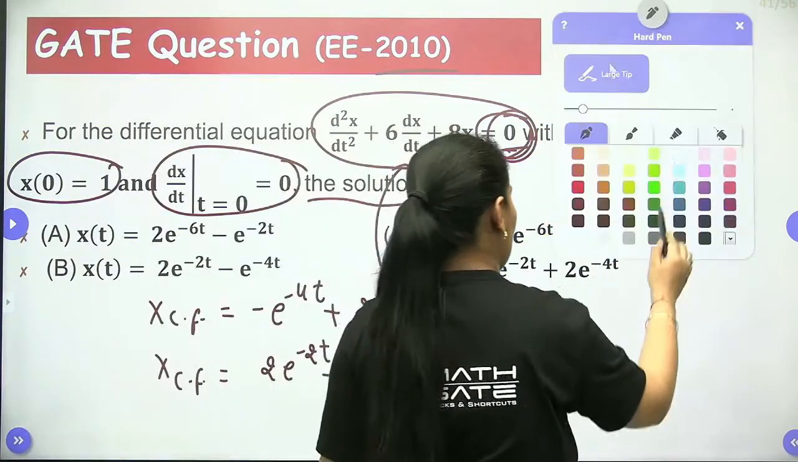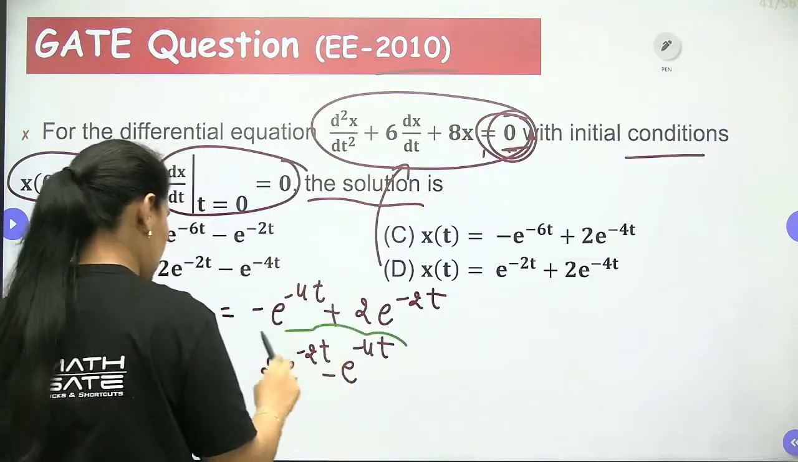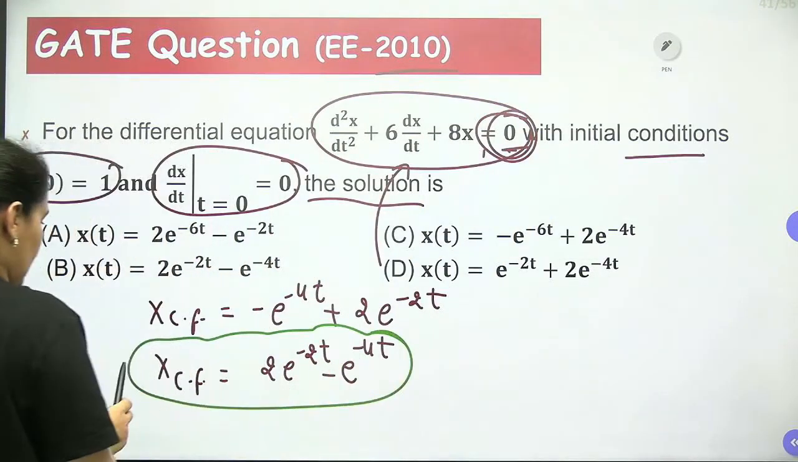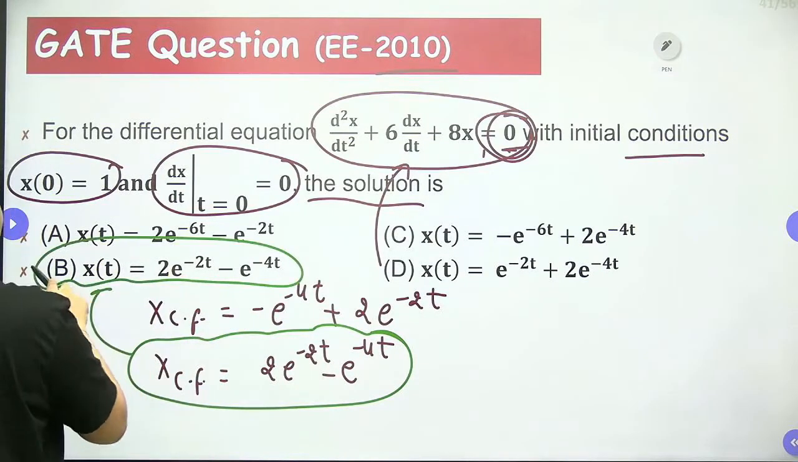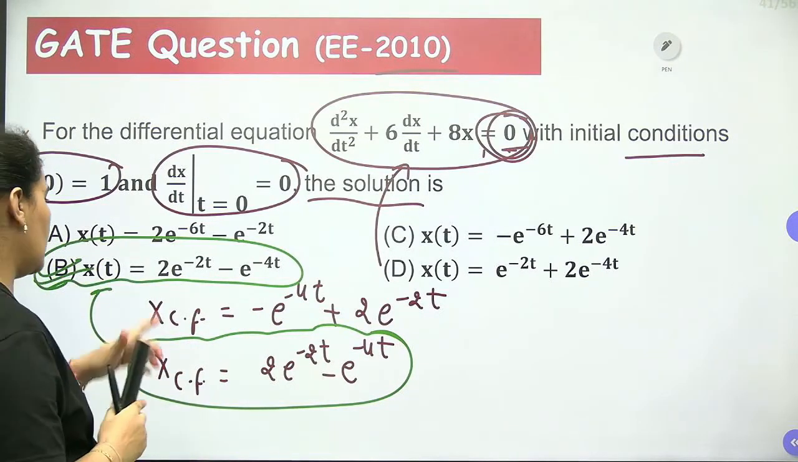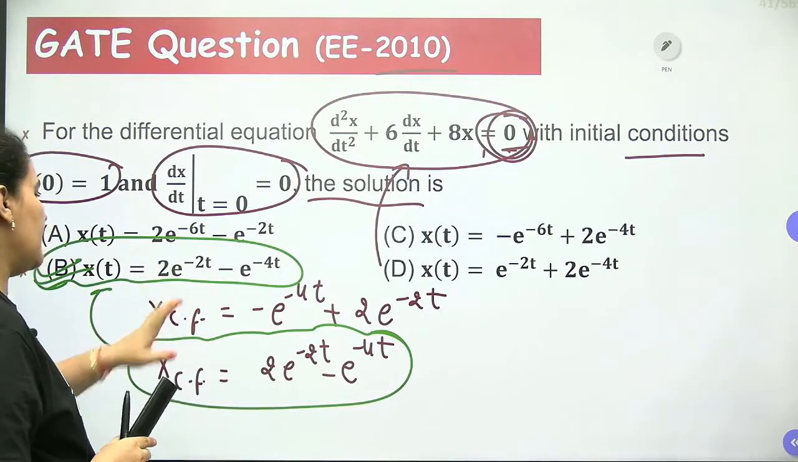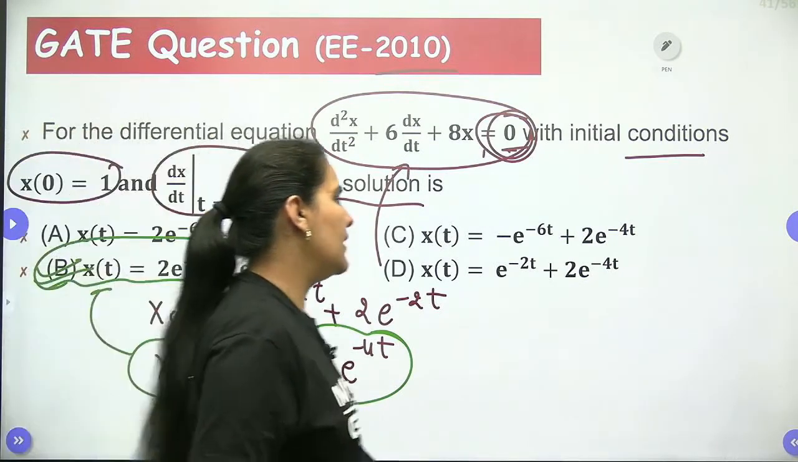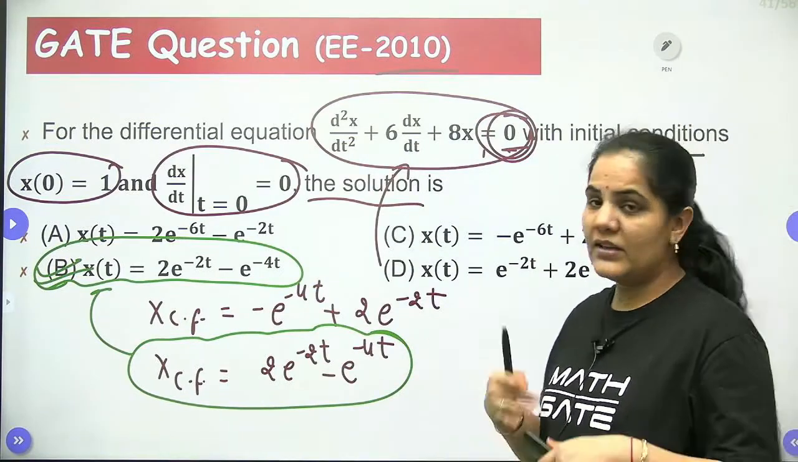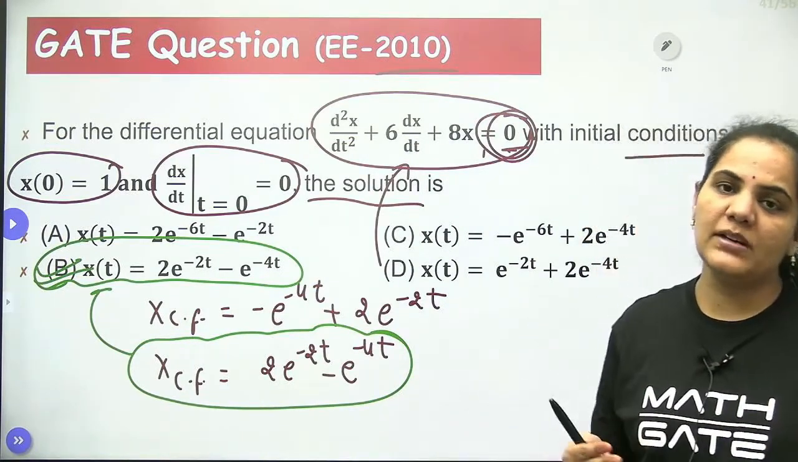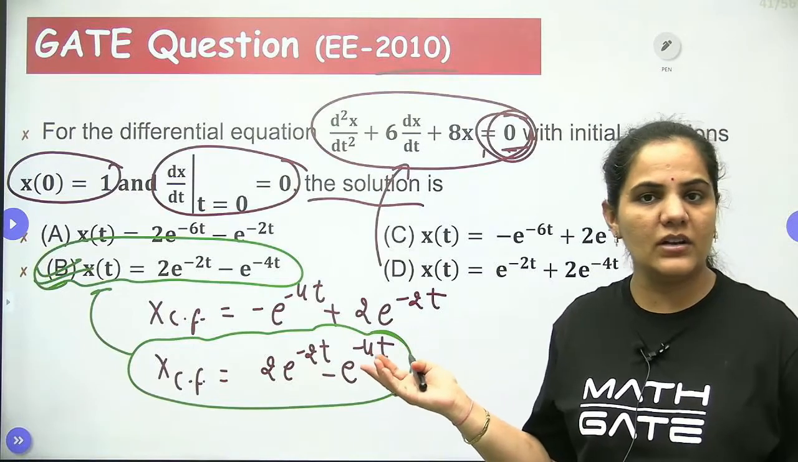This will be your final answer, dear students. I think you can see it in option number B for Bombay: 2 e to the power minus 2t minus e to the power minus 4t will be your final answer. Done. So I think you are now feeling more comfortable with the topic CF only.